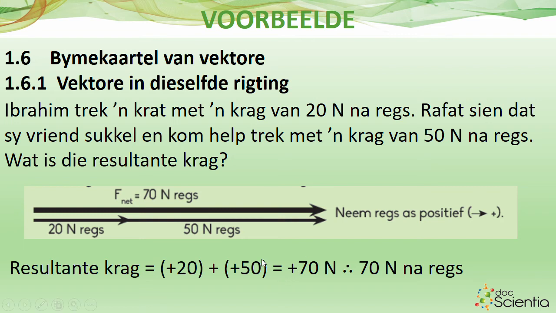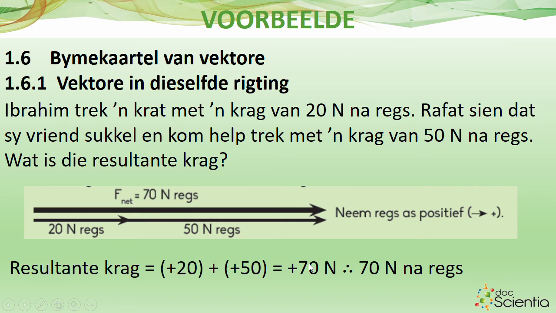Nou wil ek gou vir julle hierdie wys. We choose a direction as positive. So in this case, we chose to the right as positive, meaning that this one is to the right, so that will be positive 20. That one is to the right, so that will be positive 50. And if I add plus 20 to plus 50, then I get plus 70.